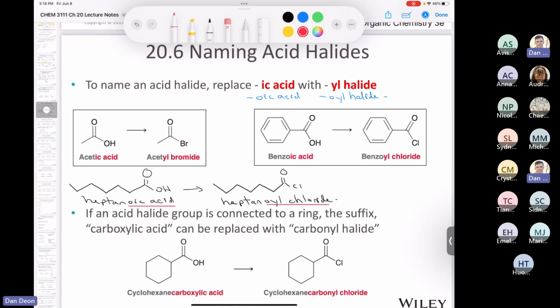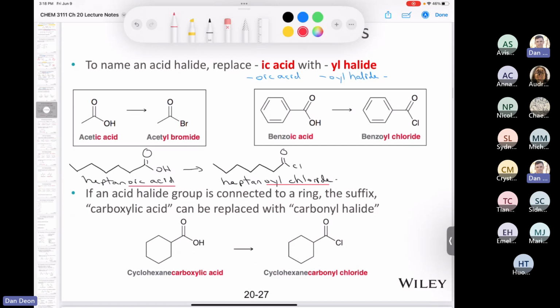Anyhow, if it ends with carboxylic acid, like if your carboxyl group is attached to a ring, you replace it with carbonyl halide. So carbonyl chloride, carbonyl bromide, etc. This is a rule that the only way I can help you out with is you really got to memorize it. It might be worth the value of one question on your quiz or something like that. I've never seen it come up on a final, but yeah, this is one that can be tricky for students to remember sometimes.